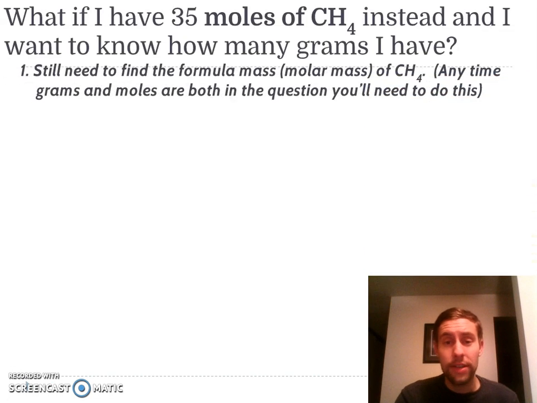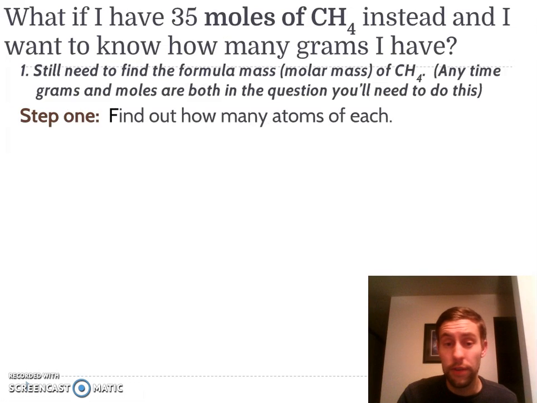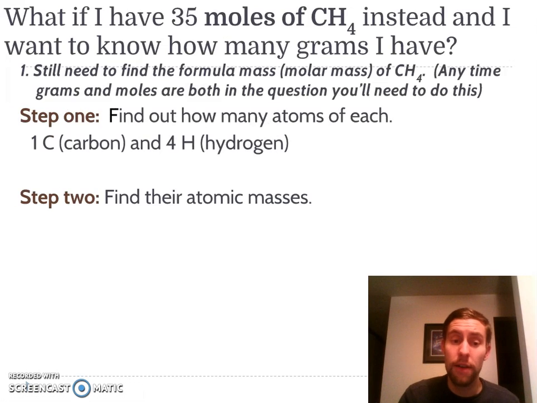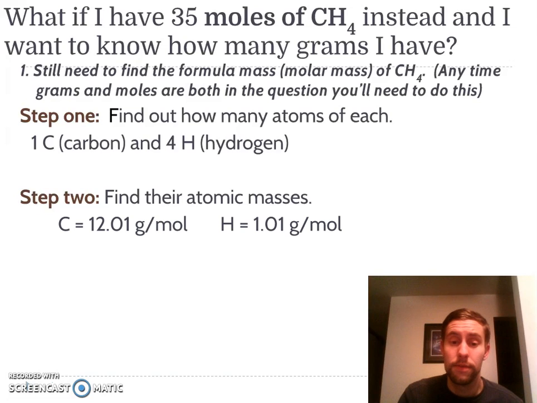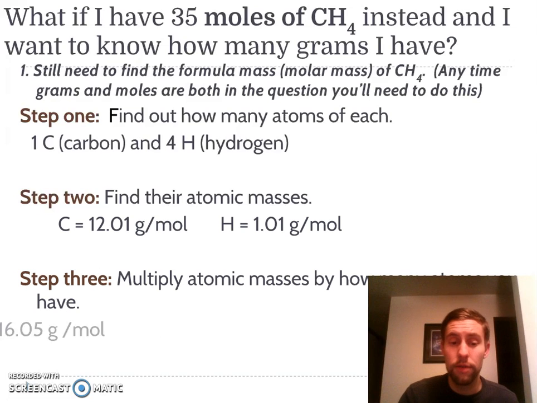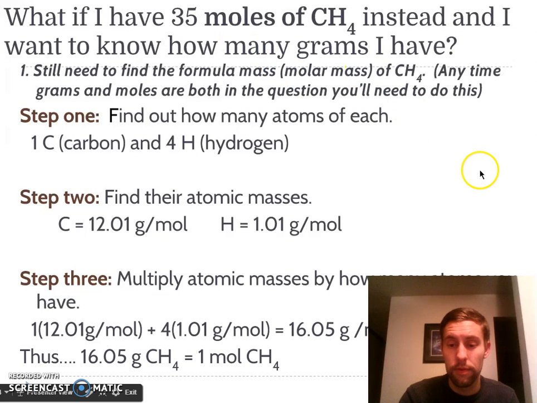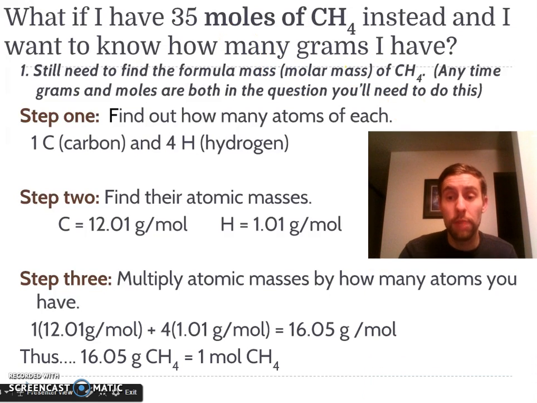We still need the molar mass because we have grams and we have moles. So if we have both those two, we're changing between them, then we need to convert them. We have to have that equality. The same steps we did before: find how many atoms we have, find their atomic masses, multiply them together to get the total amount. This should be identical to what we did before.